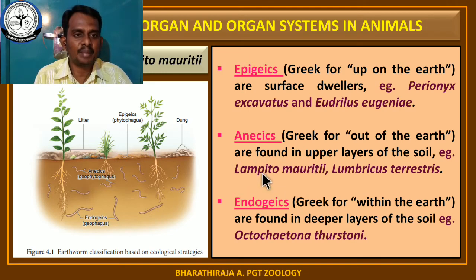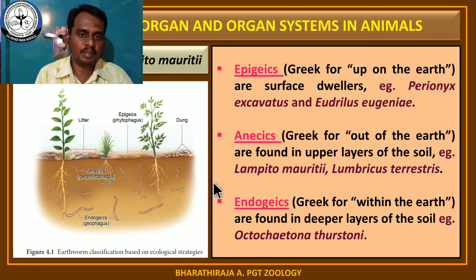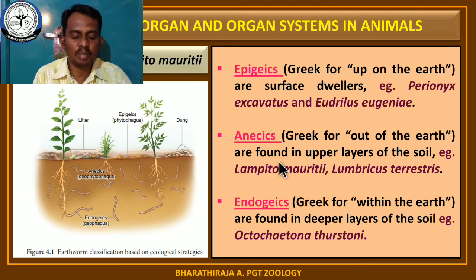ஃபார் எக்ஸாம்பிள் Lampito mauritii and Lumbricus terrestris. These 2 species are commonly living in the upper layer of the soil. நம்ம படிக்கிறது எந்த species? Lampito mauritii. This is a species which lives in the upper layer of the soil. Okay.